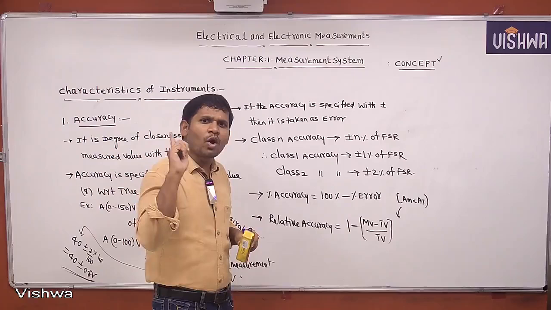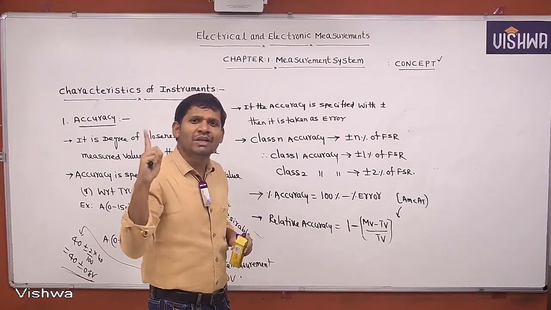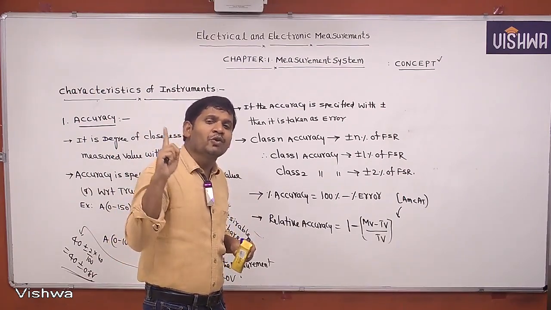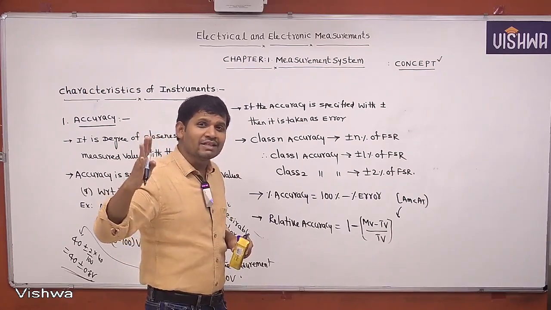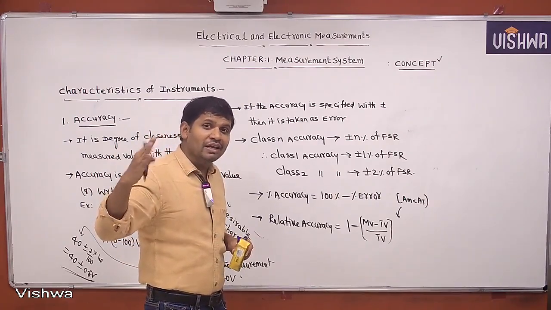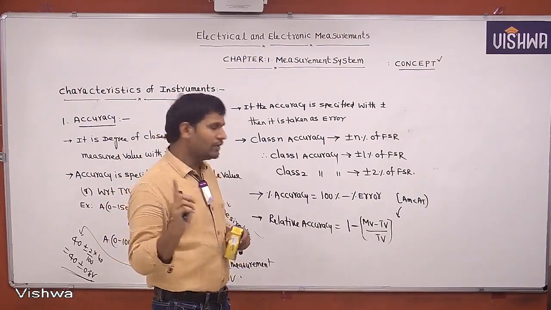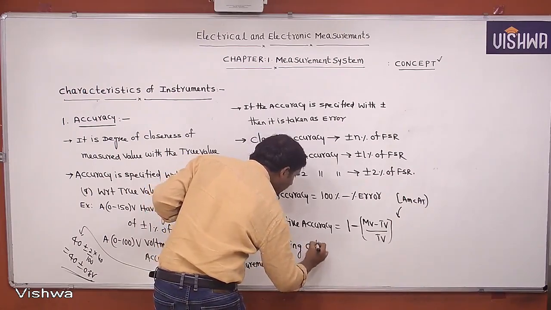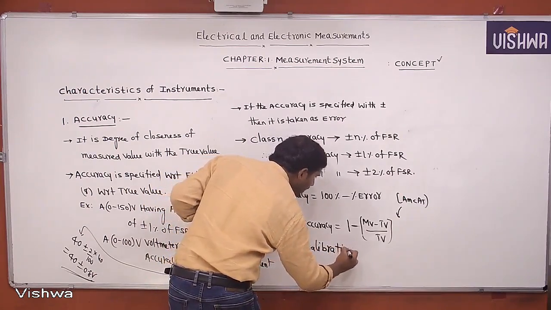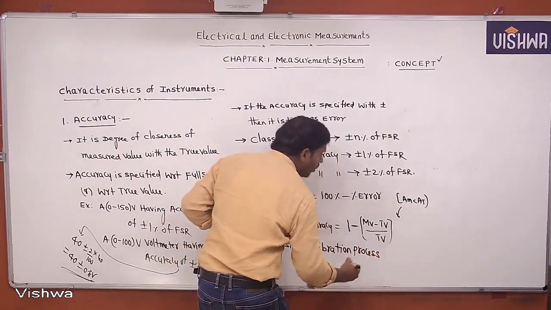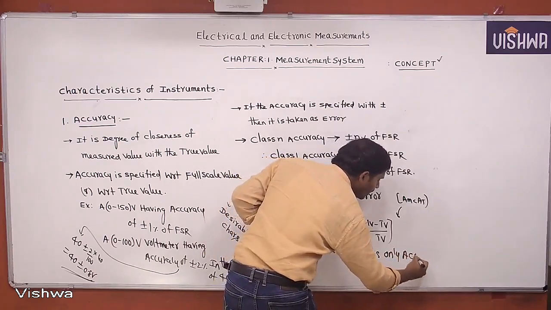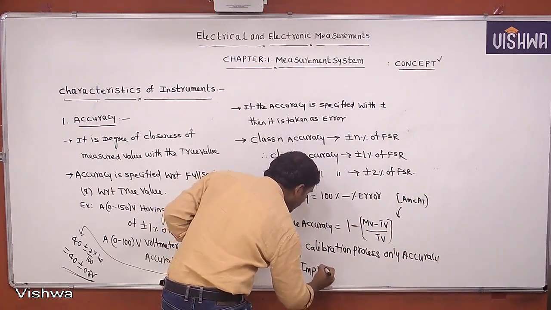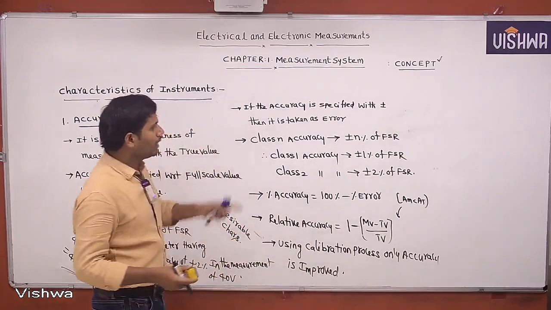Calibration is a process of comparing the measured value with the true value and moving the result towards the true value. By using that process, only accuracy is improved, but the remaining characteristics, resolution, hysteresis, linearity, all these cannot be improved. That means using the calibration process, only accuracy is improved, but the remaining characteristics you cannot improve. Okay, note this down quickly.